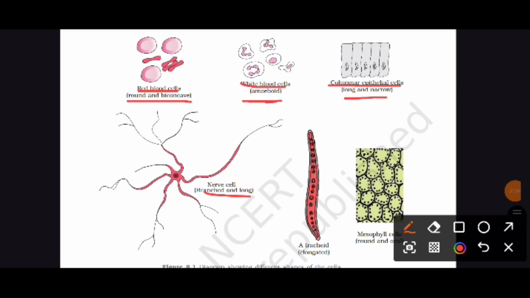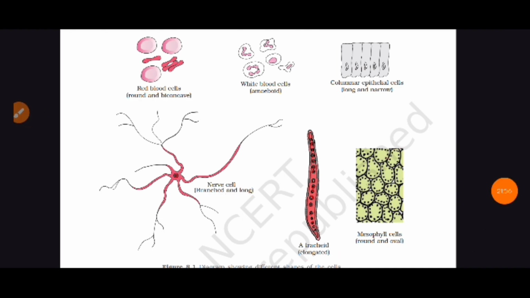Okay. So there are other examples also. Trachea cells are elongated, and the mesophyll cells are round and oval. Let me tell you a point about these mesophyll cells. They are parenchymatous cells. Also they have many chloroplasts in them. You see these black dots, they are chloroplasts, which help in photosynthesis, right?